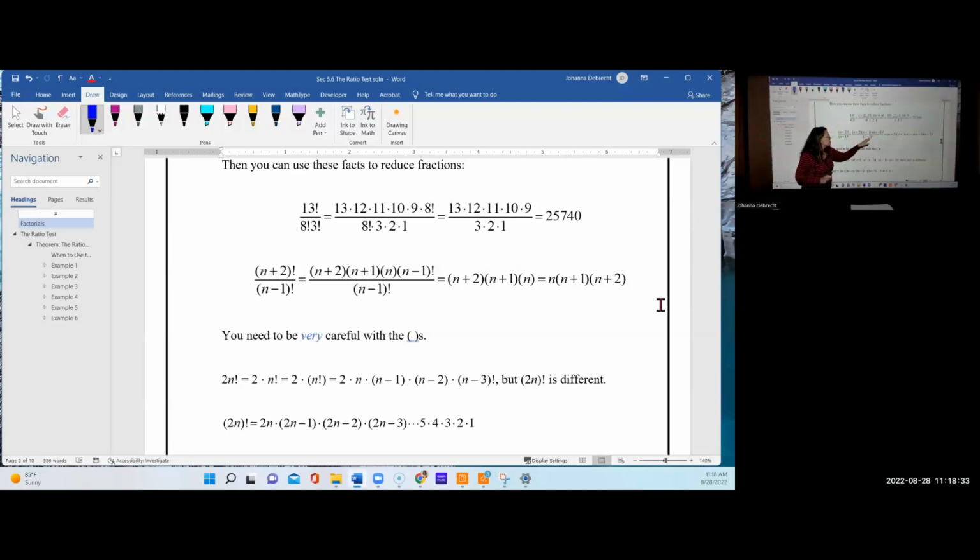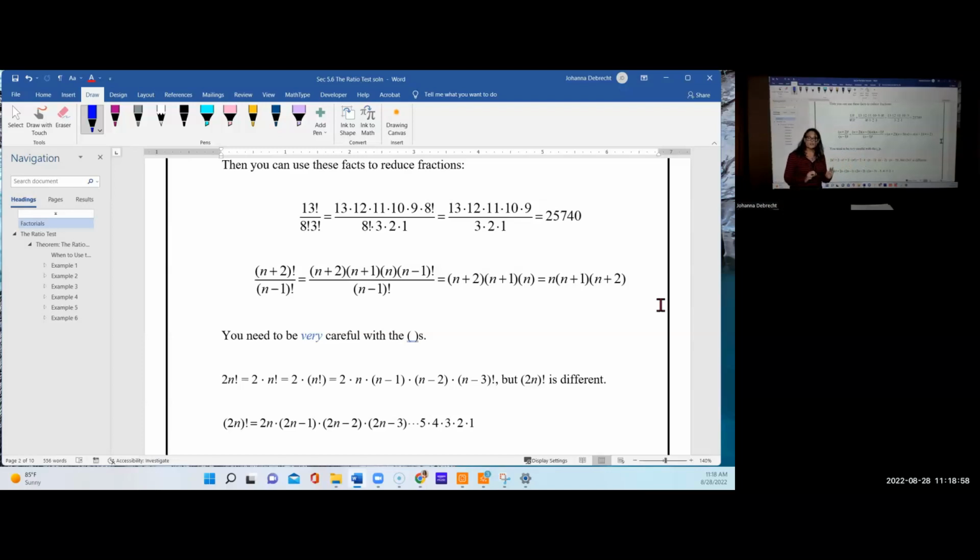So then the n minus 1 factorials cancel, and I'm left with the product of n plus 1, n, and n plus 2, which of course I could multiply out. It would give me something that's cubic in n. You do need to be extremely cautious with the parentheses and very, very careful with the definitions of the factorials.